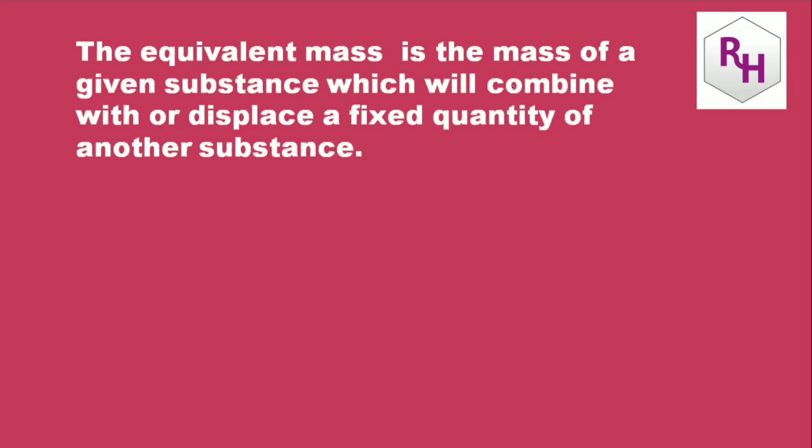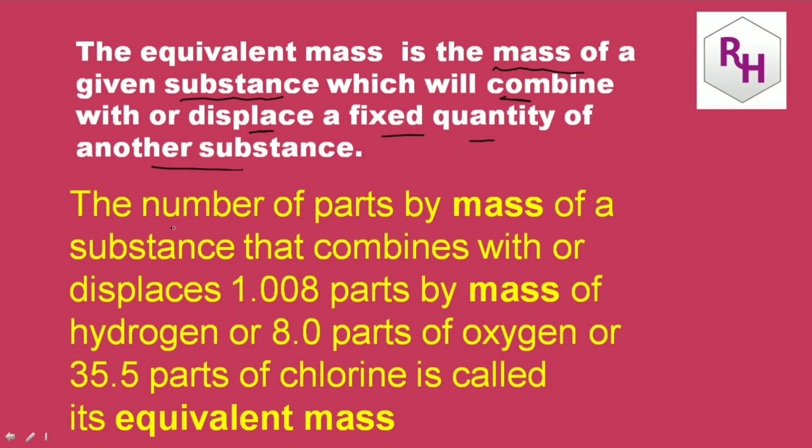Yes, my dear students, equivalent mass is the mass of a given substance which will combine with or displace a fixed quantity of another substance. Or it can also be defined as the number of parts by mass of a substance that combines with 1.008 parts by mass of hydrogen, 8 parts by mass of oxygen or 35.5 parts by mass of chlorine. This is a standard definition, remember.